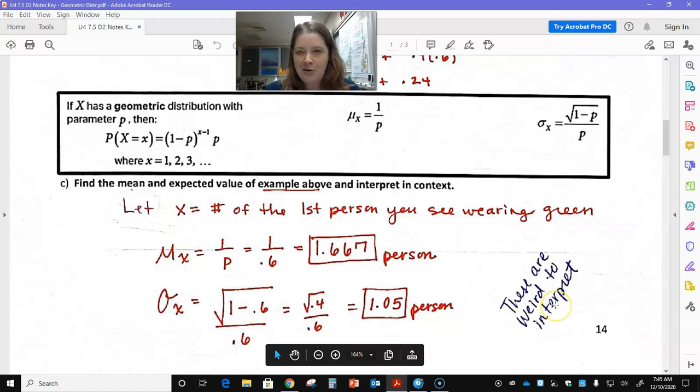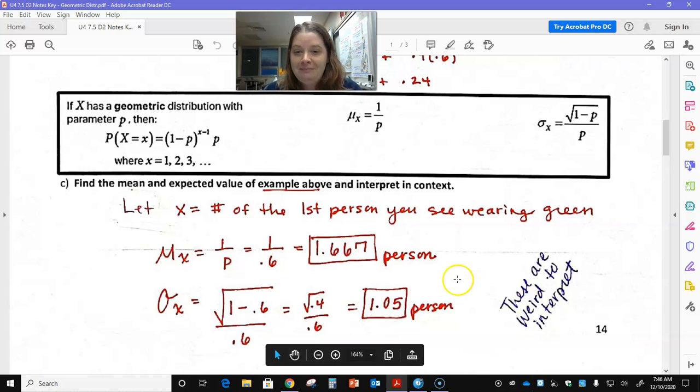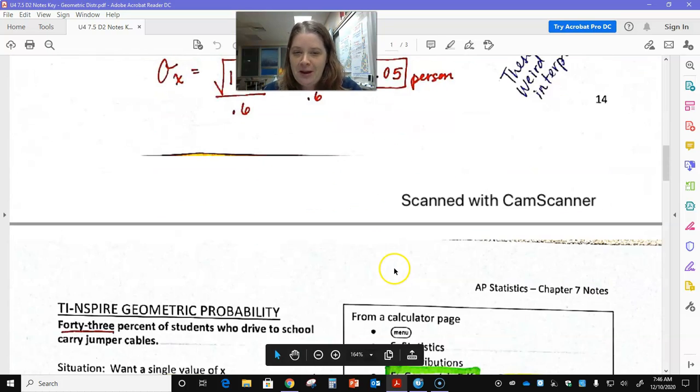Now, in this case, these are kind of weird to interpret in this context. Another way to think about this is we expect that the first person wearing green is the 1.6th person in this situation. So we expect to see either the first or second person to be the first person we see wearing green. And typically 1.05, about 1, is the difference between the first person we see wearing green and what we actually observe.